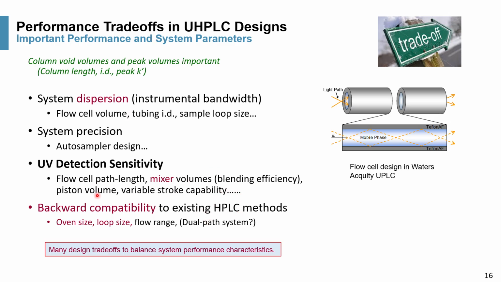Other considerations are the piston volume, over which you have very little control, and whether the pump actually has a variable stroke capability. If one would like to run legacy older HPLC methods, then backward compatibility could be an issue, such as the oven size and the sample loop size that one has to be aware of. Occasionally, maybe flow range, and so on. So there are many design trade-off balances between system performance characteristics from the manufacturer's point of view, reliability, cost, etc.